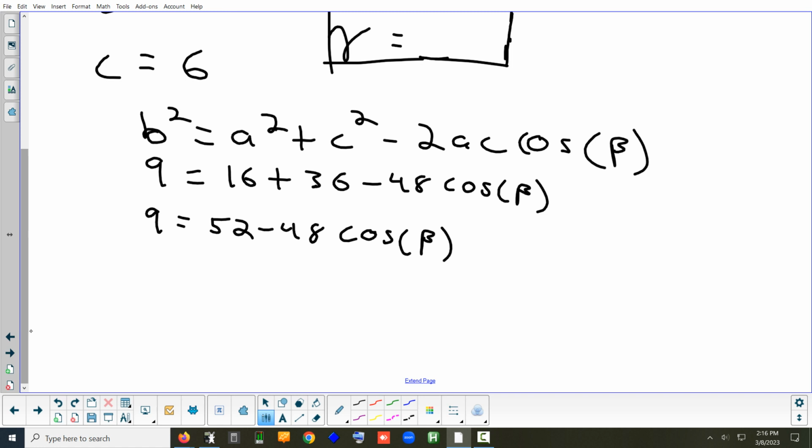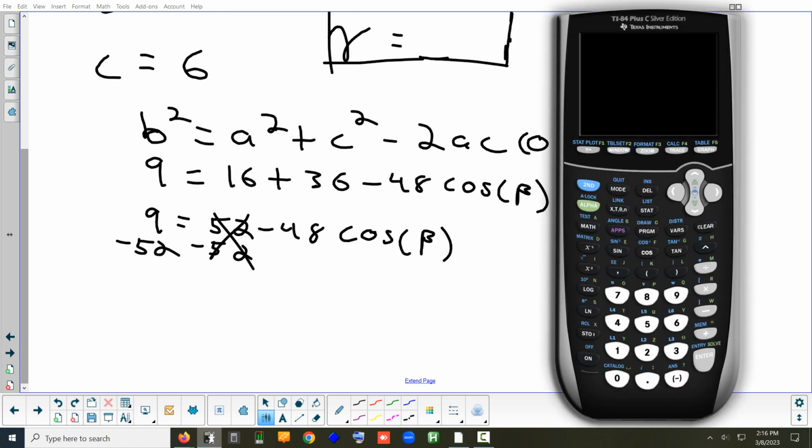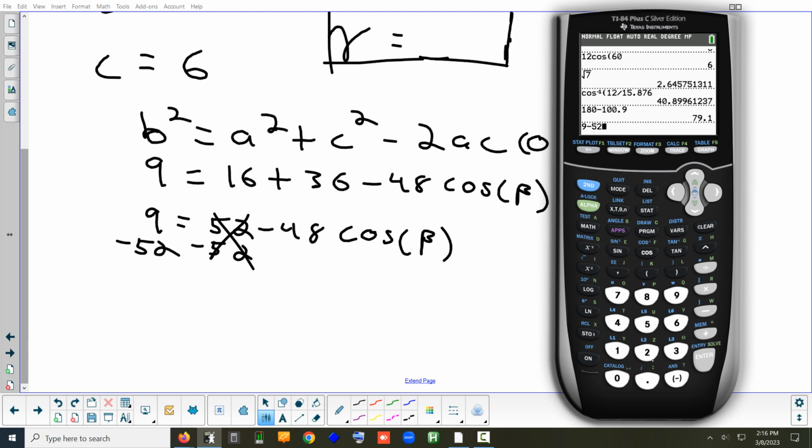You'd have to do the 48 cosine, right? Well, that's a variable, so that would be like trying to do 48 times x. We don't know what x is, so we can't multiply. We have to subtract the 52 from both sides. Put the 52 on the other side. That's gone. And just do 9 minus 52. That's negative 43.